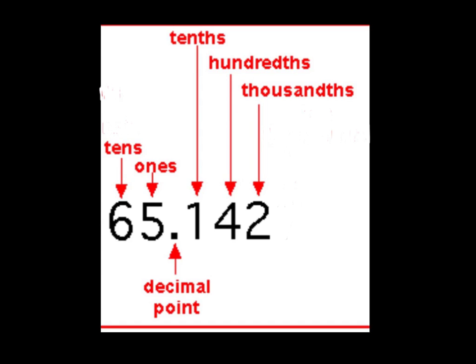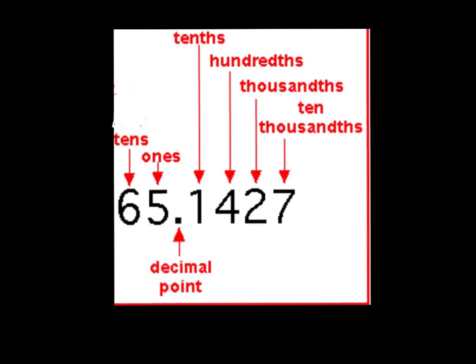Here we're adding another place value. We started with our tenths, hundredths, and now our next place value is thousandths. How we would say this number, again, the whole number of 65, the decimal point is "and," and we would group these three numbers together as 142 thousandths. So this number would be 65 and 142 thousandths.